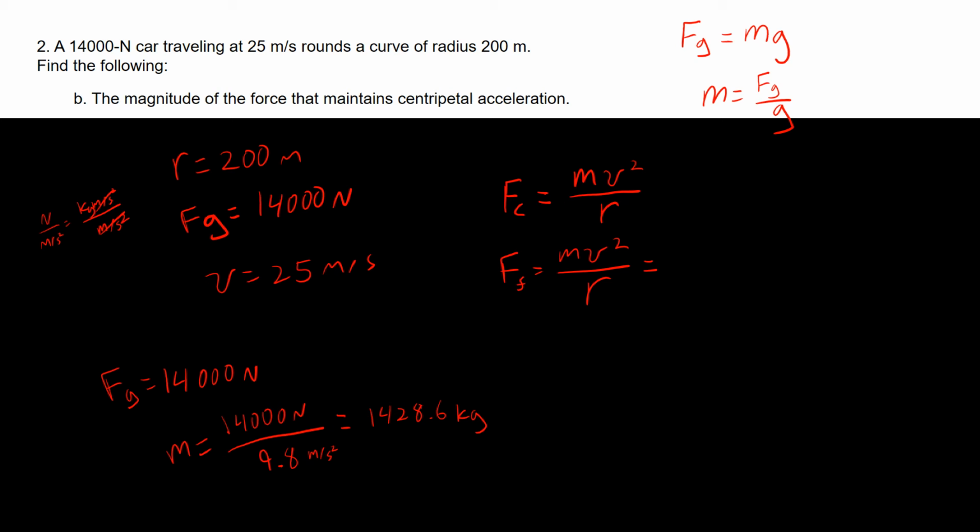So now I've got my mass, right? The mass is 1428.6-ish kilograms times the velocity squared. The velocity is 25 meters per second, and this is all squared. Then that's got to be divided by the radius. And the radius is what? 200 meters, because it's a radius. When I pop that in my calculator, because a newton is a kilogram meter per second squared, and then this is squared, I'm going to end up with newtons again.